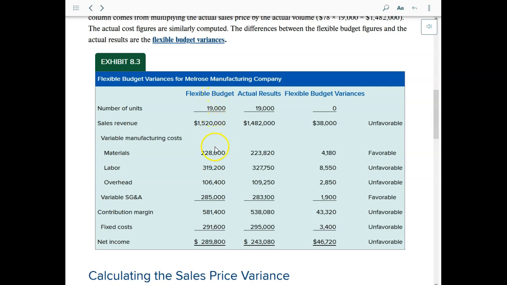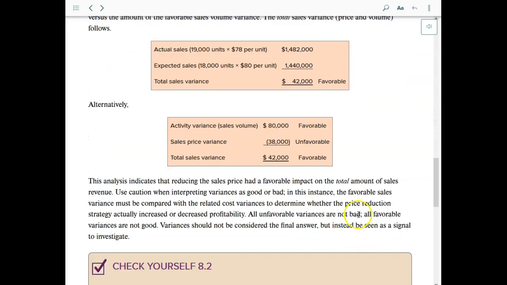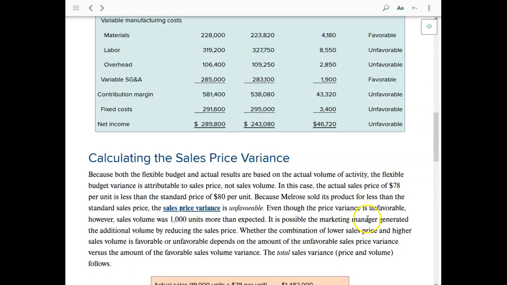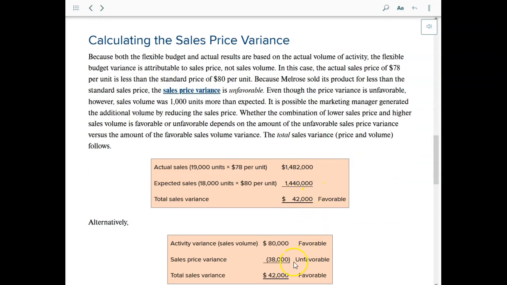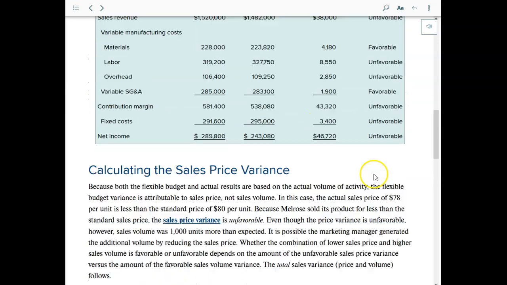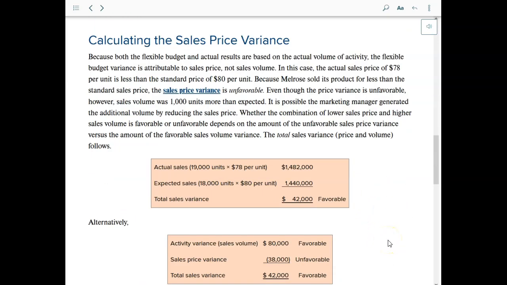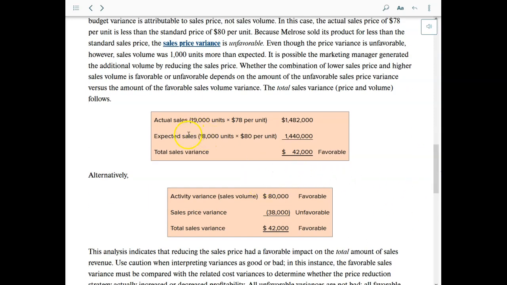These are all the predicted numbers at the 19,000 unit level. These are all the actual numbers, revenues and cost. So we were $46,720 lower, unfavorable, than what we really had planned for at that level. This is a way to look at the sales revenue level. Here's the 38 we just looked at up here. Drop it in. This is sort of splitting out what happened in sales. If you remember, a couple of pages ago, we thought we were going to sell 18,000 units at 80 per unit.